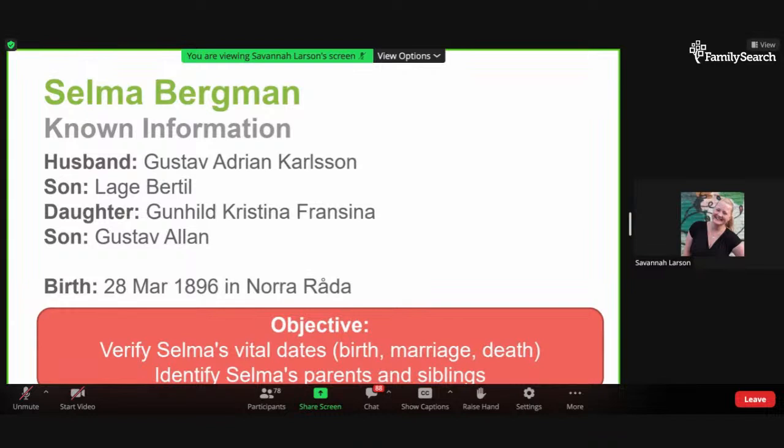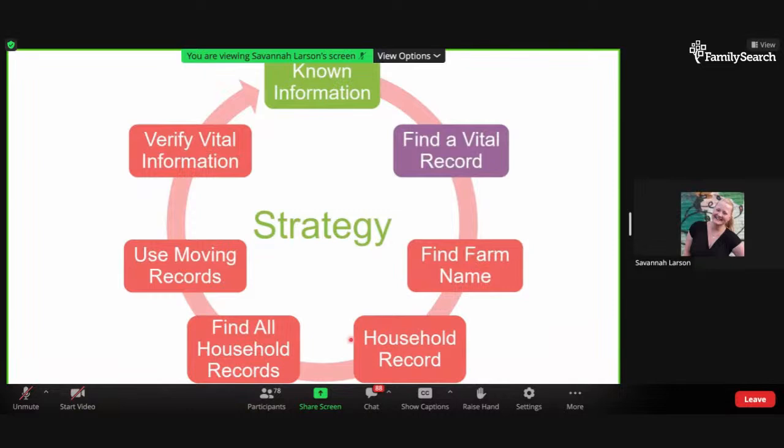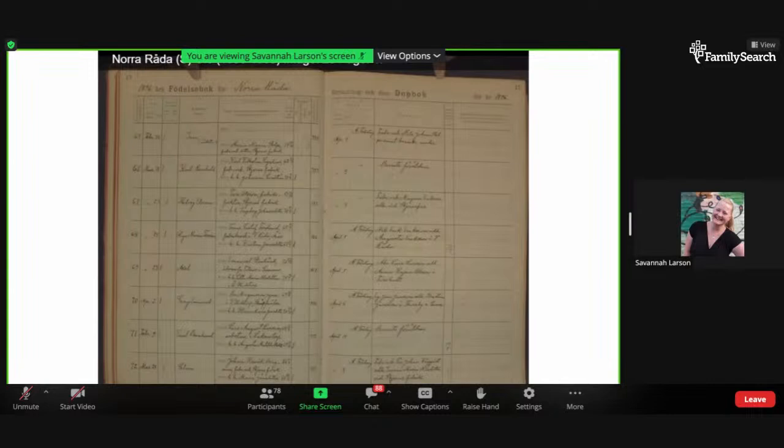So we're going to start with that known information. We know that she has a husband and three kids. We know when she was born and where. So that's where we want to start. So we have our known information, and we have enough to start and find a vital record. So we went and looked for her birth. We've got her exact birthday. So I pulled open the Norra Råda book and looked for her birth. And this is her entry right here.